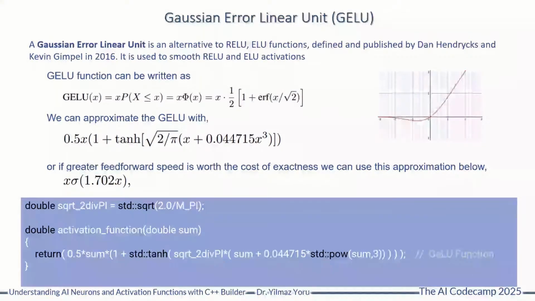It's an alternative to ReLU and ELU functions, defined and published in 2016. It is used to smooth ReLU and ELU activations. So the GELU function can be written as below here, as you see in the formulations.